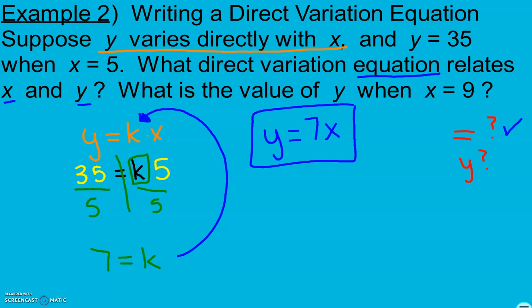So this is the first part of my solution. Then it says, what is the value of y? So we're looking for y. When x is 9, we substitute that in and simplify, and we get 63. So according to this relationship, if y is 35 when x is 5, then when x is 9, y will be 63. We have our equation, we have our solution for y.